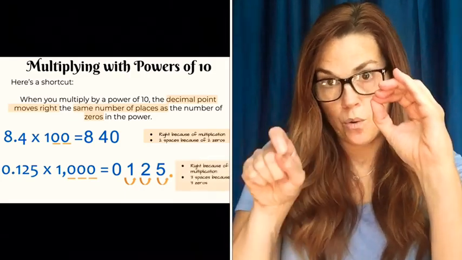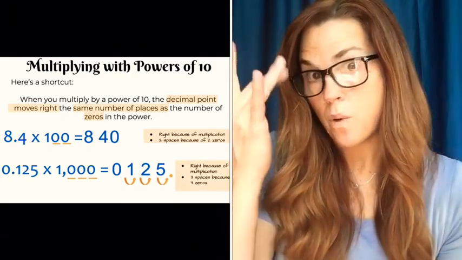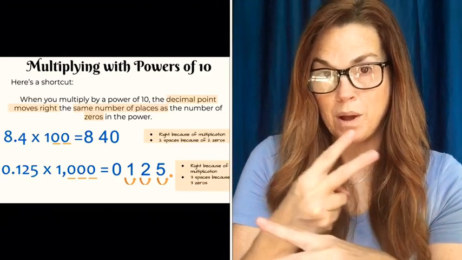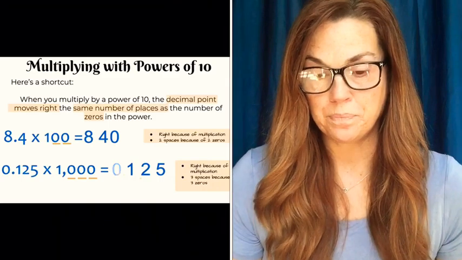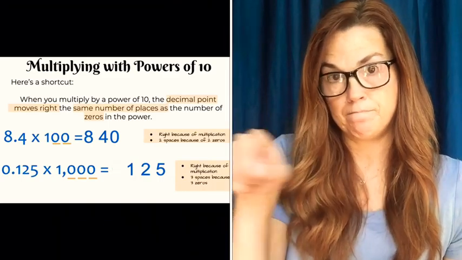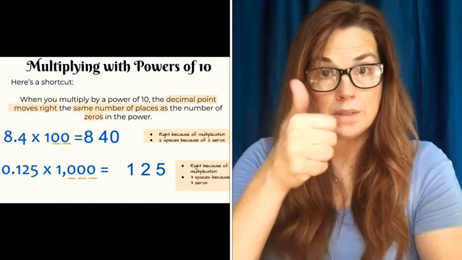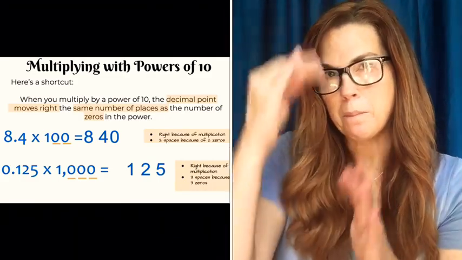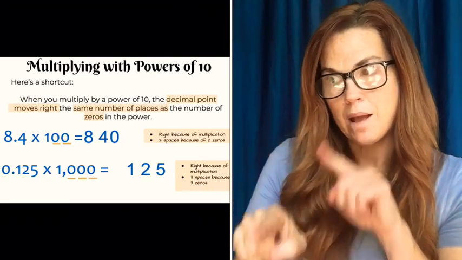I was moving right because of multiplication. Values get larger when we multiply by numbers above 1 whole. And I moved 3 spaces because of the 3 zeros in my power of 10. This means that my solution using mental math and the powers of 10 would be 125. No scratch work, no calculator necessary.